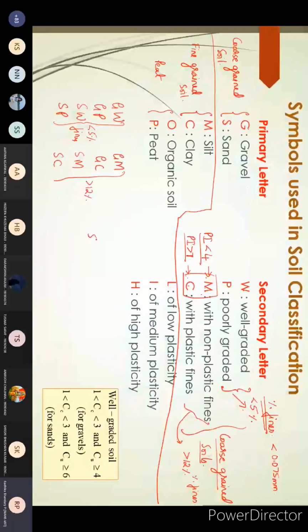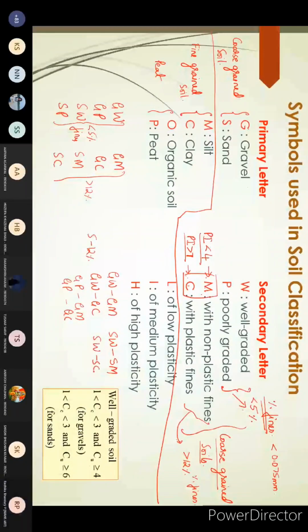It could be GW-GM, or GW-GC, or it could be GP-GM, or GP-GC, right? Or in a similar way, you can have it even for sand, SW-SM, SW-SC, like this, okay? If it is between 5 to 12. So this is about coarse grain. Okay, any doubts here in this? I think when we are solving the problem, it will be much more clear.